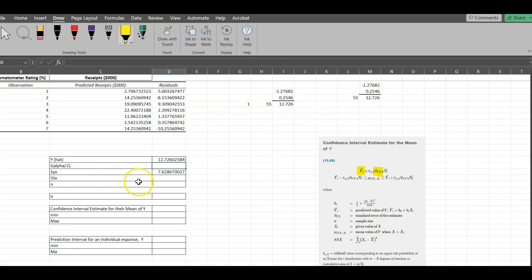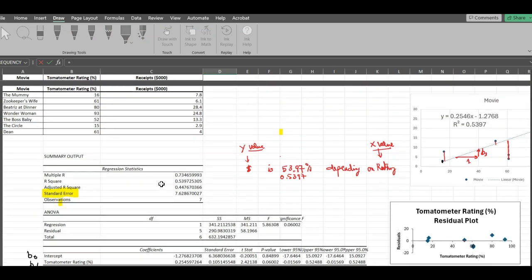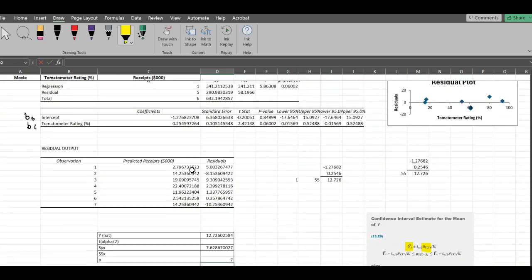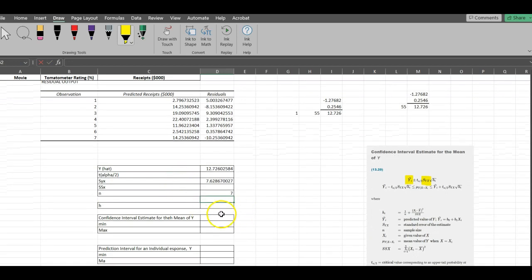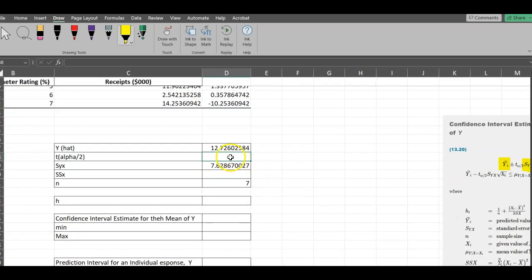Okay, the n, we have the n as well. So the n is going to be the number of observations, and that's going to be 7. The h, we're going to try to calculate it. The SSX, we're going to calculate it. And the T alpha over 2. So this is basically the critical value. How can we get the critical value?